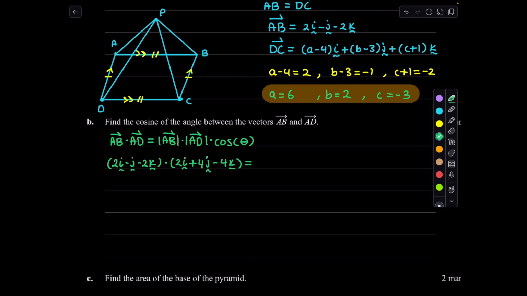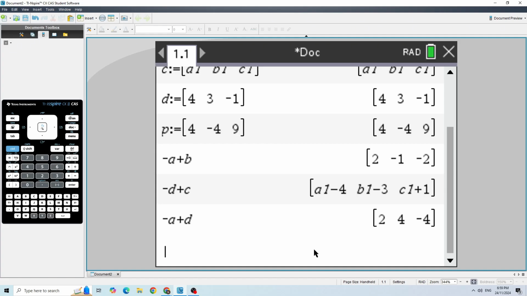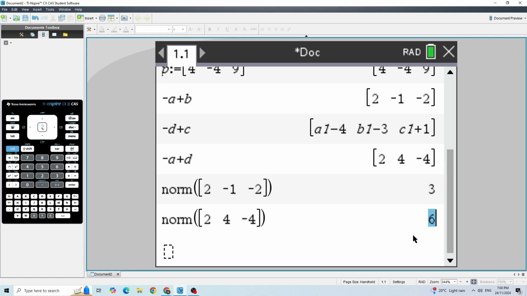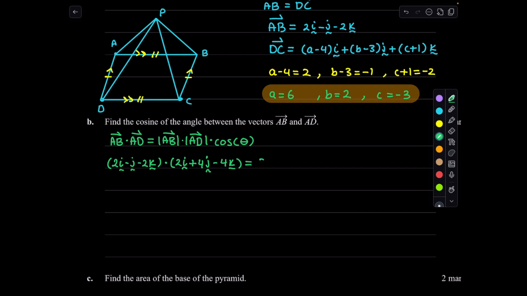Now, it's really easy to find those because we can just use our calculator. The absolute value is just called norm. So we can say norm. Norm means the absolute value of the first one, which is negative A plus B, which is this here, is 3. And we also need to find the magnitude of AD, which we just found, which is negative A plus D, which is this here. And yep, 3 and 6. So let's write everything down. It's basically 3 times 6 times cosine theta.